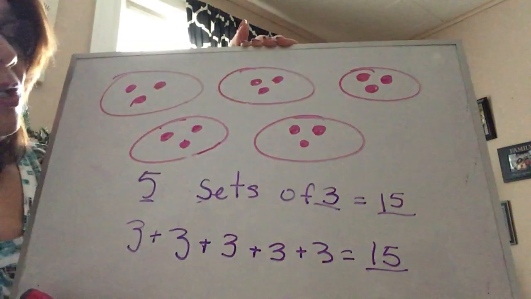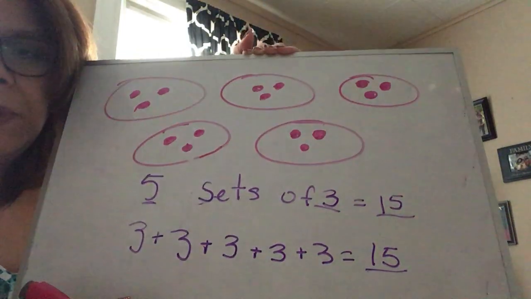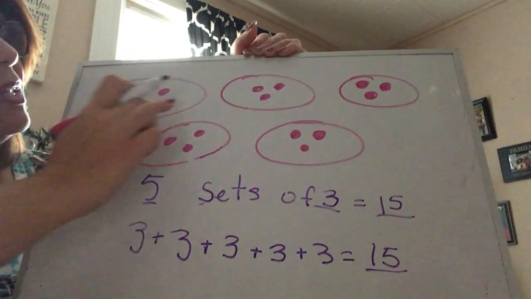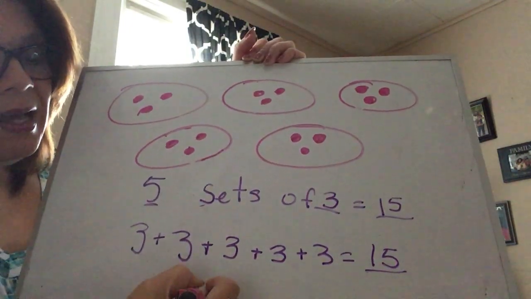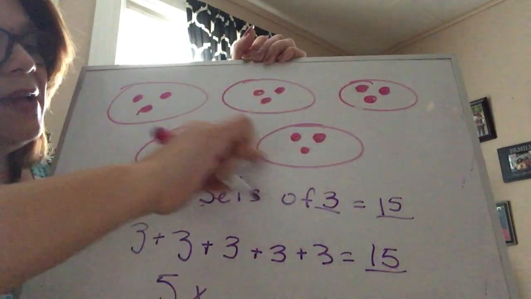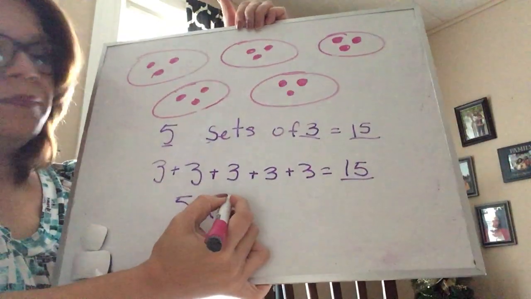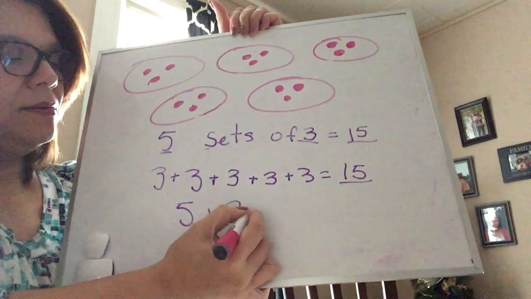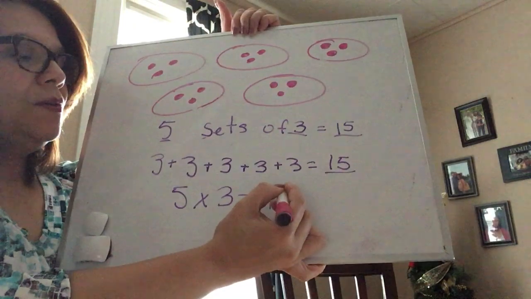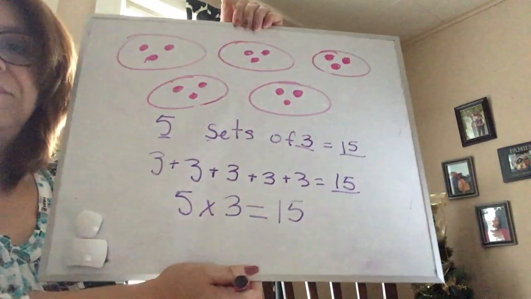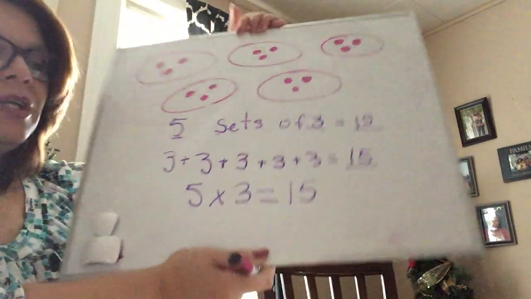Repeated addition. So we have all of these that we added, but it took a long time, right? It's much easier to say 1, 2, 3, 4, 5 times 5 because there's 5 sets times how many in each set? 3. 5 times 3 is equal to 15. Do you see that? Let's try another one.